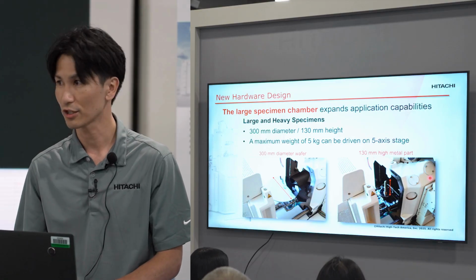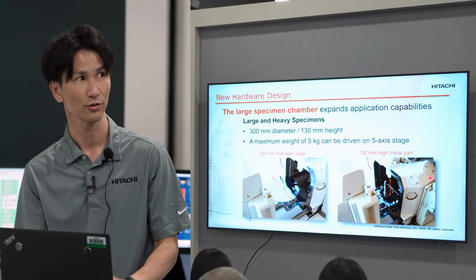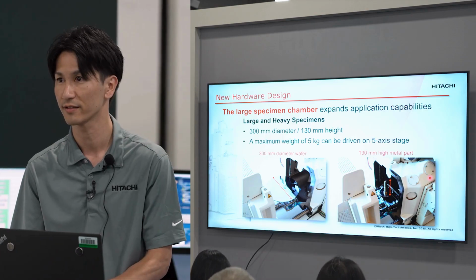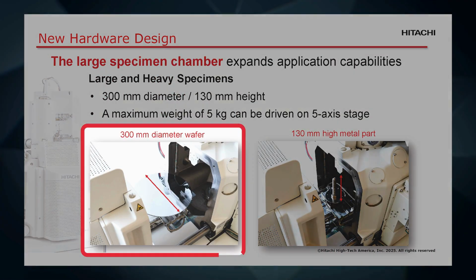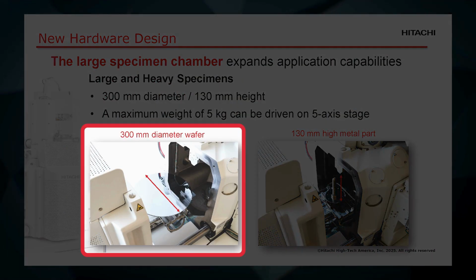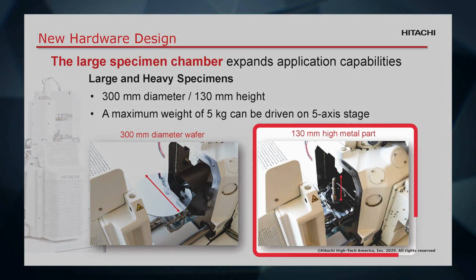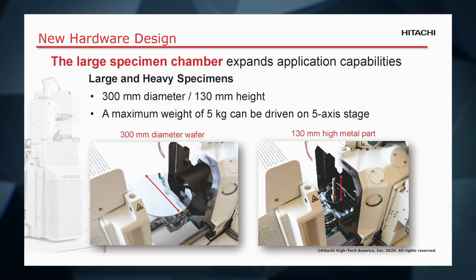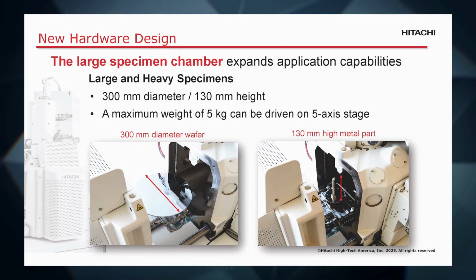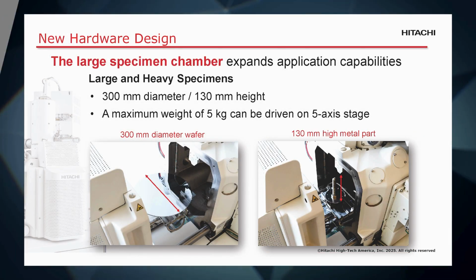For the SU3900SE, the large chamber model allows users to handle heavy and large samples. So as you can see here, it can accommodate samples with a diameter of 300 mm and height of 130 mm. The 5-axis stage can drive samples of up to 5 kg as well.